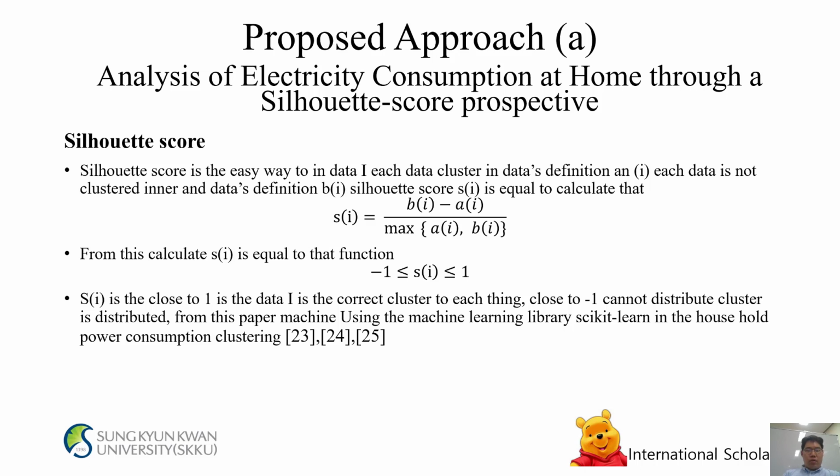Proposed approach A. Analysis of electricity consumption at home through a silhouette score perspective. The silhouette score is an easy way to evaluate each data cluster in the data's definition. For each data point i, the silhouette score s(i) is calculated as s(i) = (b(i) - a(i)) / max(a(i), b(i)). From this calculation, s(i) ranges from minus 1 to 1. If s(i) is close to 1, the data point i is in the correct cluster. Close to minus 1 means it is not well clustered. We use the machine learning library scikit-learn for household power consumption clustering. References 23, 24, and 25.